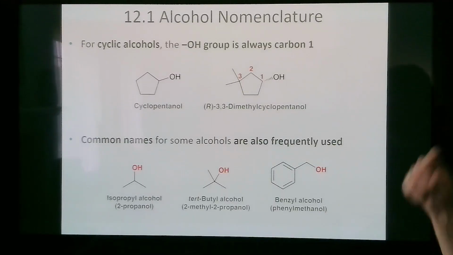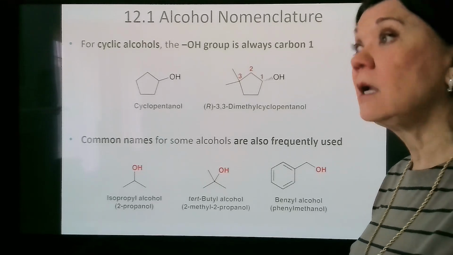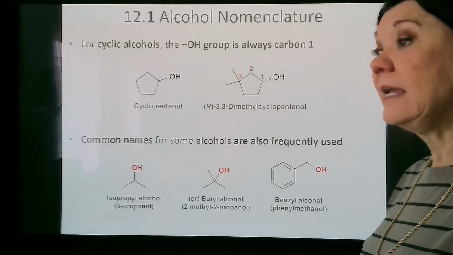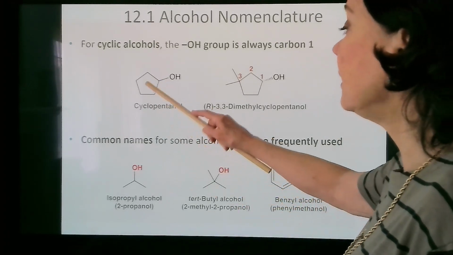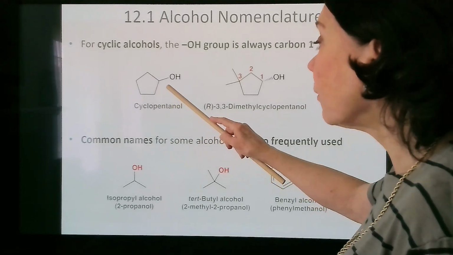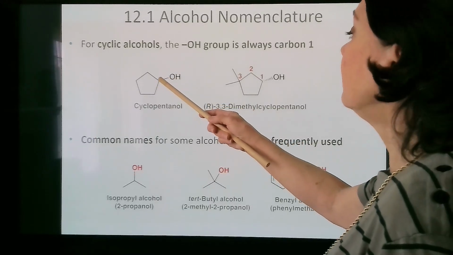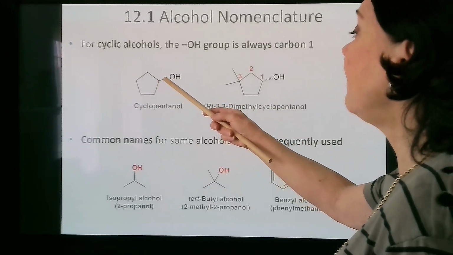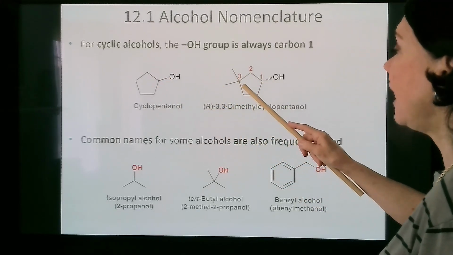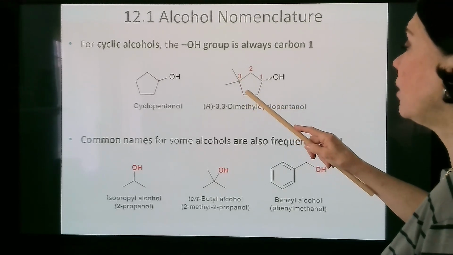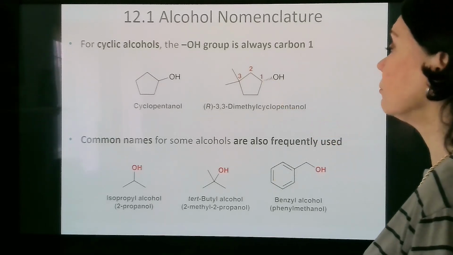So for cyclic alcohols, the hydroxyl group is always at C1. And again, that is assuming that the alcohol functionality is the highest priority functional group. So this is cyclopentanol. It doesn't have to be numbered here because you only have one substituent or functional group attached. Over here now you have to number it because you've got some other groups attached, and in order to specify their location, they have to be specified relative to the hydroxyl group.